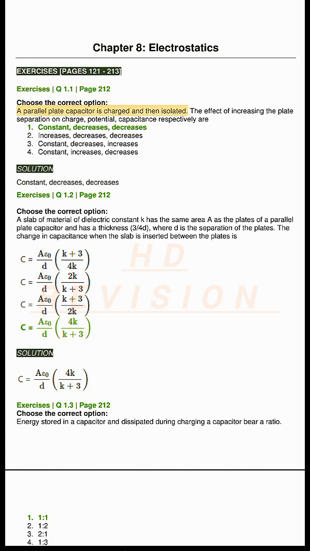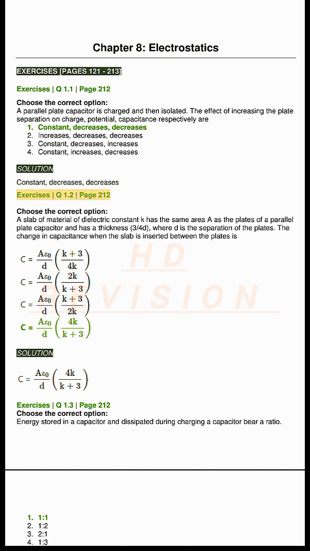A parallel plate capacitor is charged and then isolated. The effect of increasing the plate separation on charge, potential, capacitance respectively are: 1. Constant, decreases, increases. 2. Increases, decreases, constant. 3. Constant, increases, decreases. 4. Constant, increases, decreases. Solution: Constant, increases, decreases.